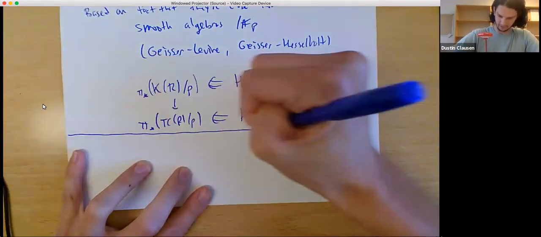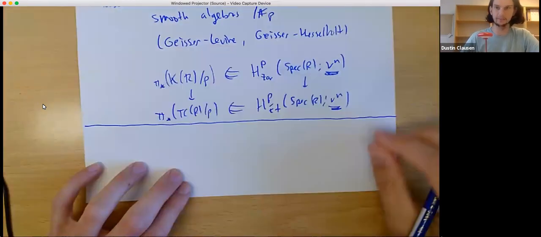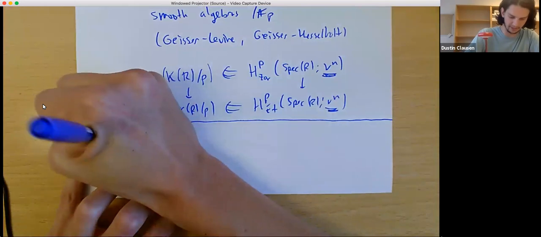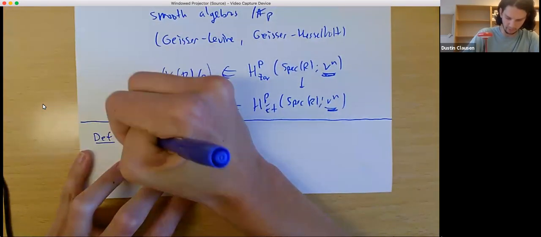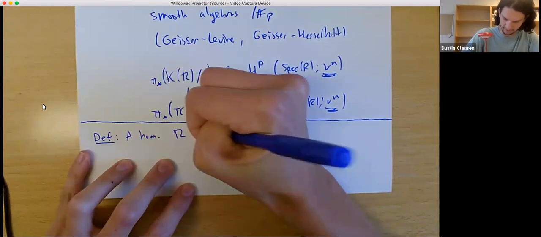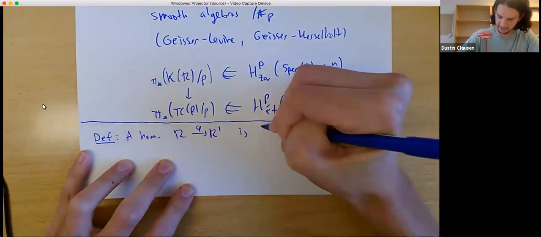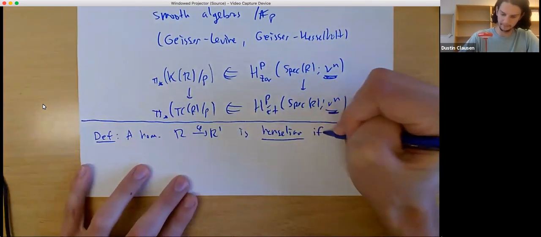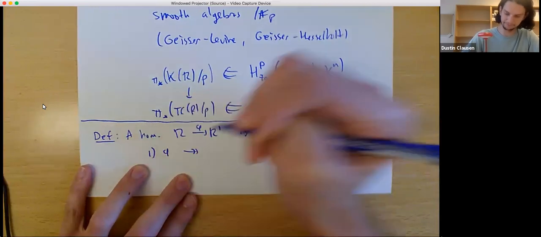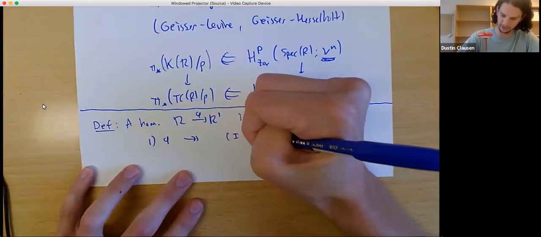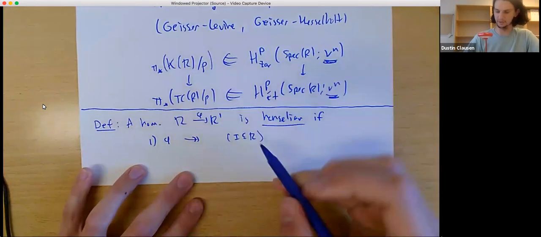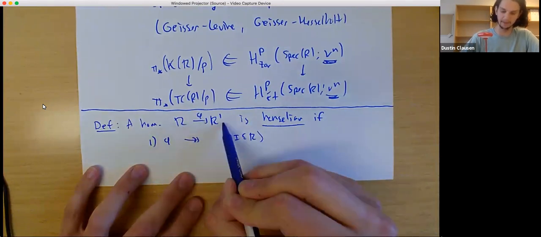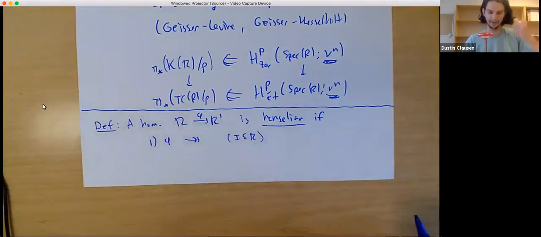So I'll put the definition here. A homomorphism phi from R to R prime is Henselian. So these are commutative rings. Well, if first of all, phi should be surjective. So I could equivalently encode it in terms of the ideal. This is the usual terminology. A Henselian pair is a pair consisting of a ring and ideal such that R mapping to R mod I is Henselian in the sense I'm going to explain.